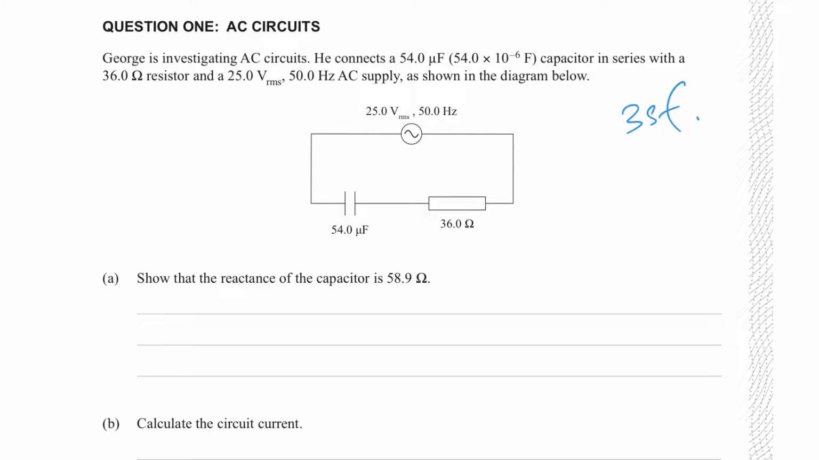The first part of the question says show that the reactance of the capacitor is 58.9 ohms. So remember XC, the reactance of the capacitor, equals 1 over 2 pi f C, or 2 pi f can be exchanged for omega, but omega is 2 pi f. So we just plug those numbers in, and it's a show question, so you expect to use that number a little bit later on in the paper.